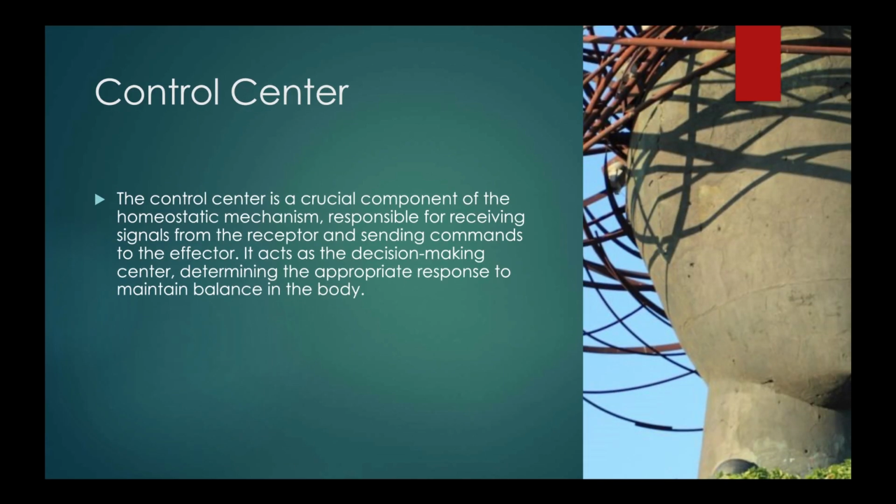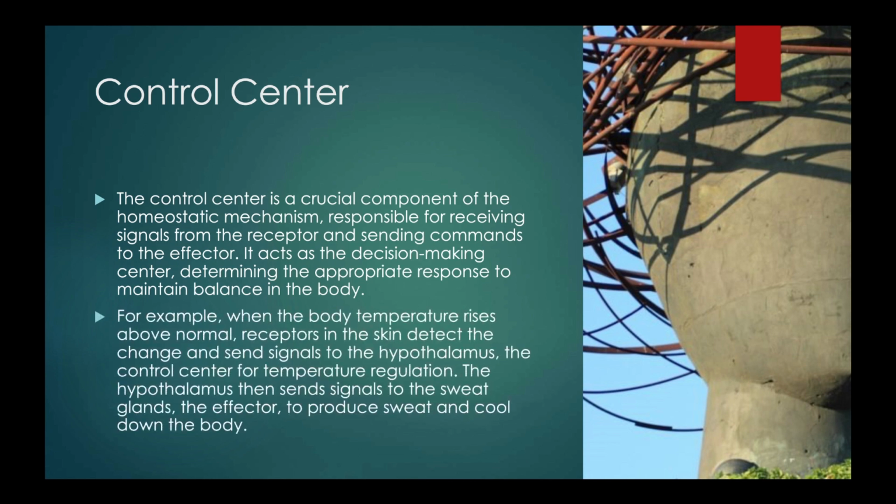Control center. The control center is a crucial component of the homeostatic mechanism, responsible for receiving signals from the receptor and sending commands to the effectors. It acts as a decision-making center, determining the appropriate response to maintain balance in the body. For example, when body temperature rises above normal, a receptor in the skin detects the change and sends a signal to the hypothalamus, the control center of temperature regulation. The hypothalamus then sends signals to the sweat glands, the effector, to produce sweat and cool down the body.